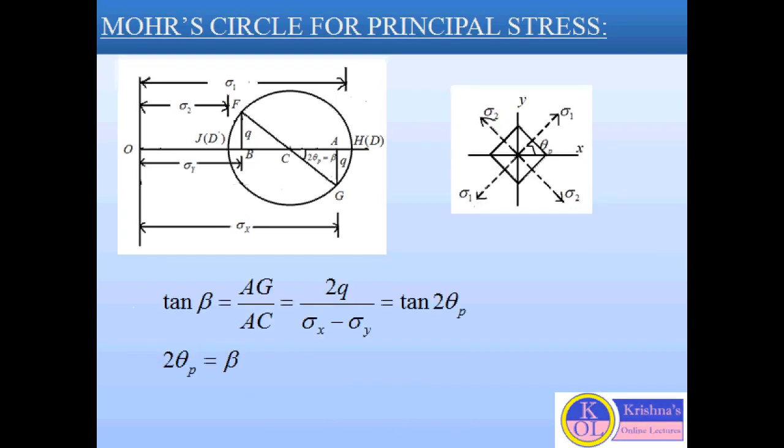We can find the value of angle beta, which is equivalent to 2 theta, from triangle ACG. Here tan beta will be AG by AC, which is equivalent to 2q by sigma x minus sigma y, and this equals tan 2 theta p, because beta is equal to 2 theta p. So we can say 2 theta p equals beta. This stress element indicates the principal plane. So this is all about the Mohr circle for principal stress and principal plane.